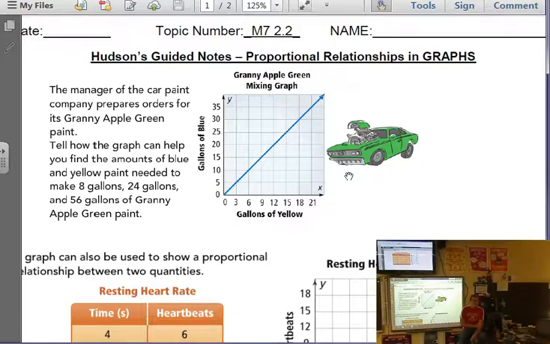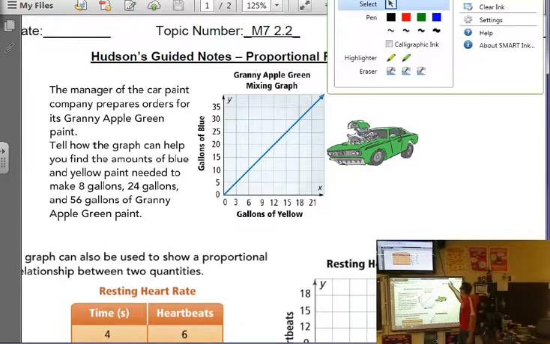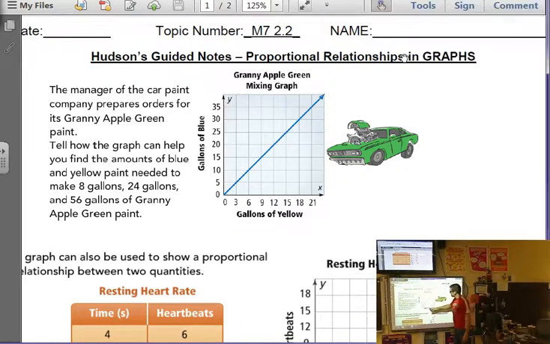Thank you, Whitney. So Granny Apple Green would not just be a color that exists. They would have to make it, by mixing certain amounts of yellow and blue, because those are our two primary colors. So there is a strict relationship between how much they use and how many gallons of paint we're going to get.